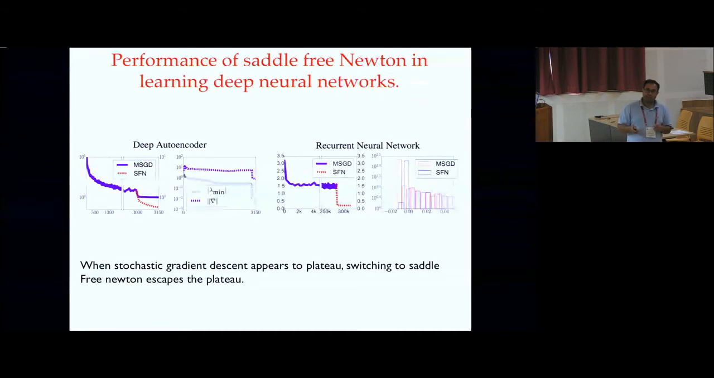Okay, so how does this algorithm do? What we did was this is for a deep autoencoder model, and this is a recurrent neural network model. You can find the details of the training data and all that in the paper. But we started from just stochastic gradient descent. So just roughly you can think of it as gradient descent, okay? And that's this blue curve, and then it kind of gets stuck. You see a plateau for both problems, okay?